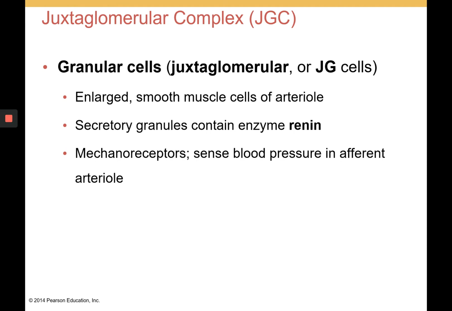The granular cells, also known as juxtaglomerular cells or JG cells, are found in the afferent arteriole. They can be in the efferent arteriole, but primarily afferent. Now, they are smooth muscle cells. They're enlarged. They are going to secrete renin, and therefore they're also going to use mechanoreceptors. They're going to be monitoring how much pressure is in the afferent arteriole, and then the secretion of renin can produce vasoconstriction, or if there is no renin being produced, it can cause vasodilation of that afferent arteriole and regulate glomerular filtration.